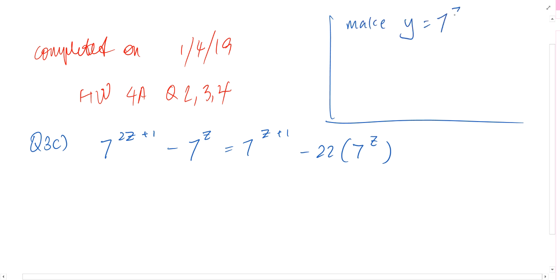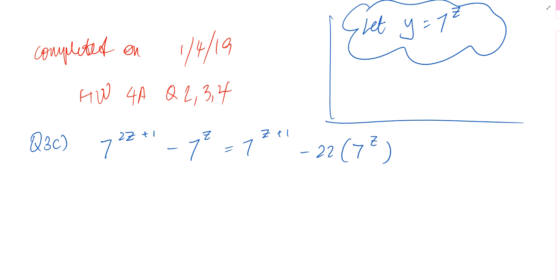y equals 7 to the power of z. Do you have this in mind as part of your step? y equals 7 to the power of z. Usually we say let. So for this type of question, this is what must be going through your mind. Eventually, we're going to have to use this strategy.